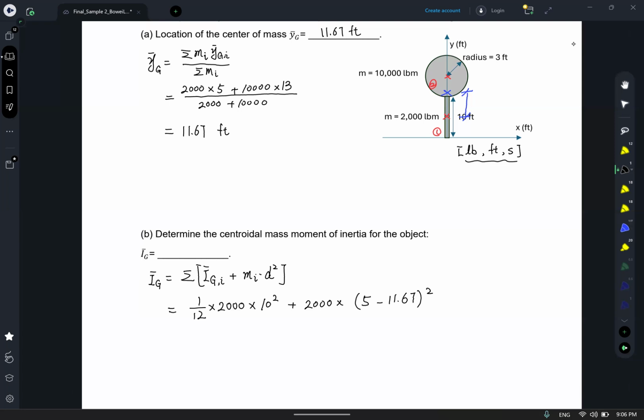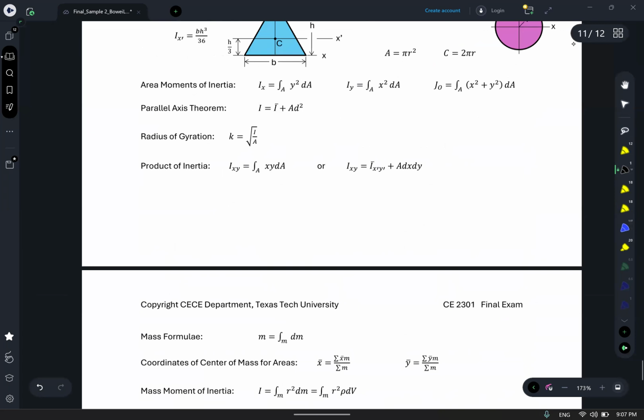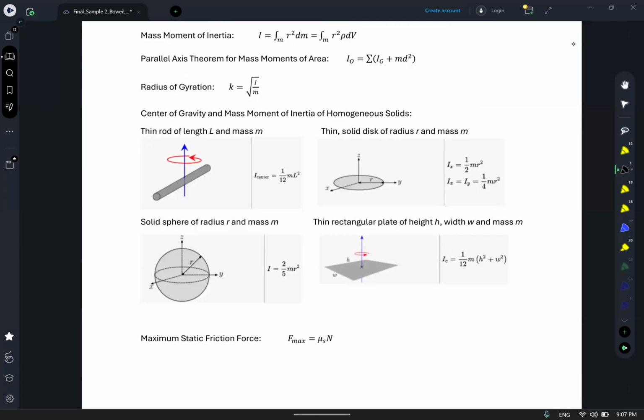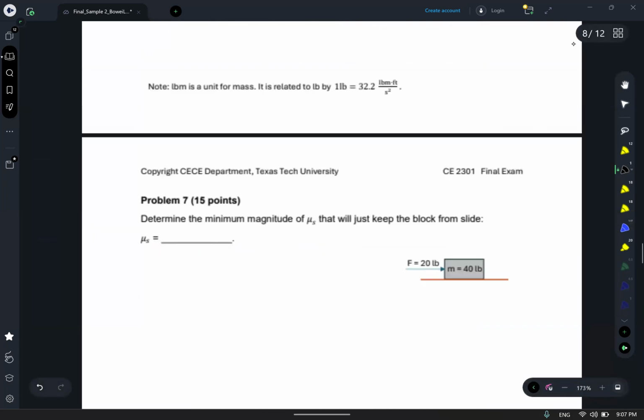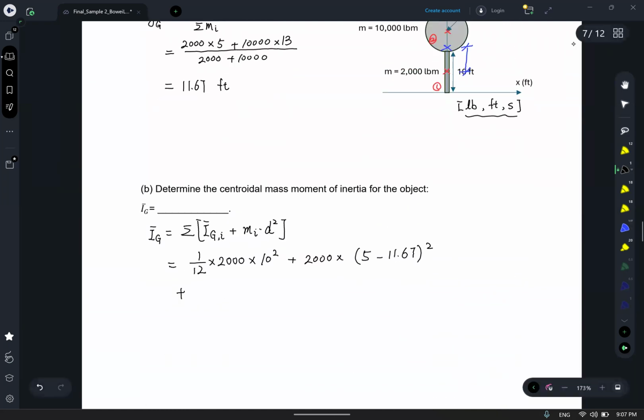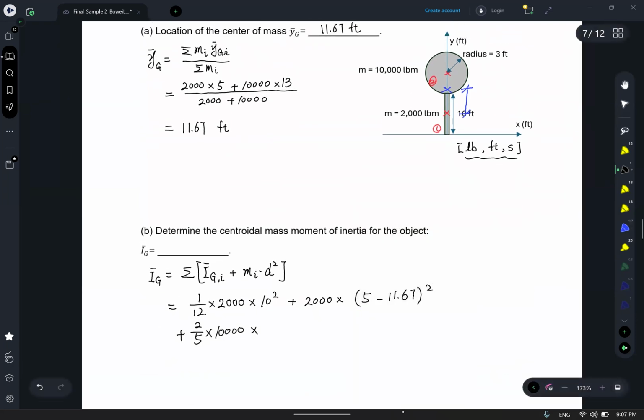Okay, so that is the mass moment inertia of the rod. And the second part is the sphere. Again, we can go to the appendix to check: the central mass moment inertia of the sphere equals 2/5 times the total mass times the square of the radius, right? So it is 2/5 times the total mass, 10,000, times the square of the radius, which is the square of 3.